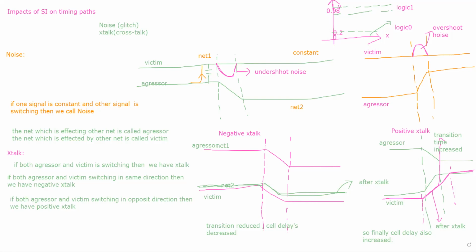Let us suppose you have noise. Let us suppose the victim net is logic 1, but you have undershoot noise. Because of that, the noise is reaching 0.1. Then what will the tool consider? Will it consider logic 0? Obviously it will consider logic 0. Because of your noise, because of your glitch, for some time period it is actually logic 1, but because of the glitch it falls in the region of your logic 0 threshold.